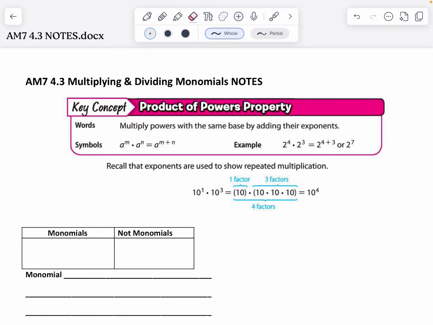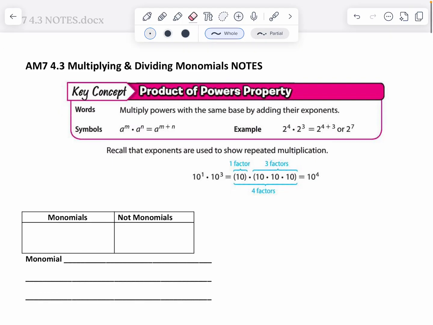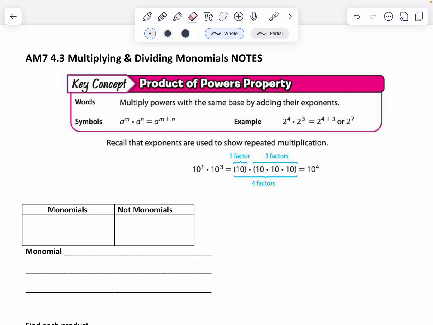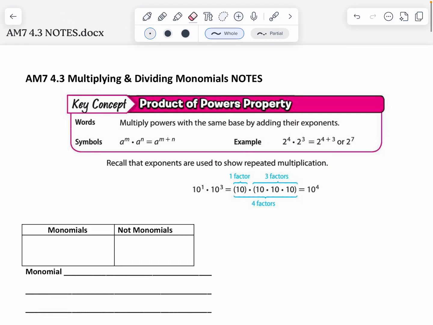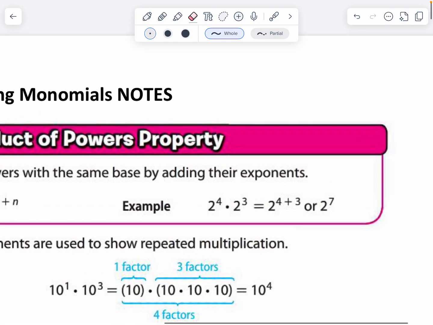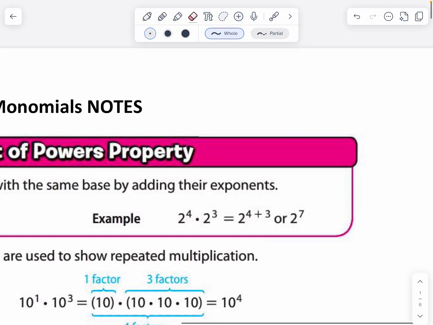Hello. So we're doing lesson 4.3 on multiplying and dividing monomials. Okay, so we are going to work on the product of powers property. Let me quickly go over some things before we go over the property rules.